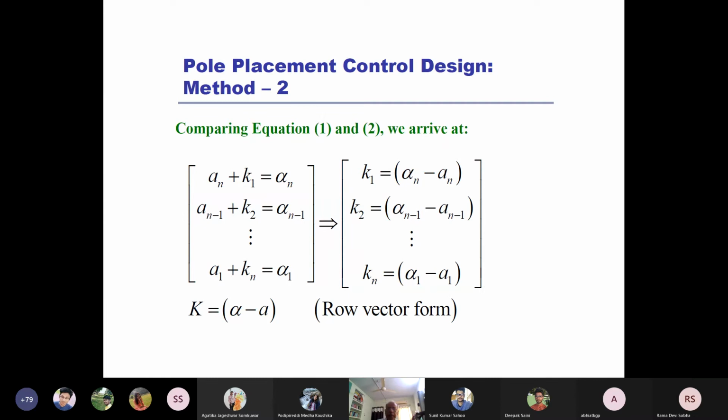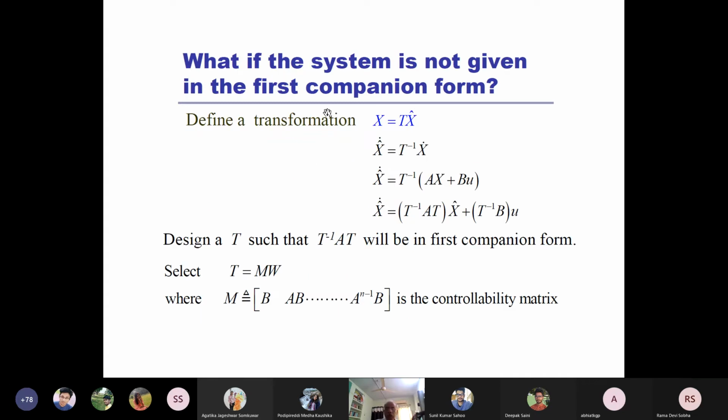Unless we write this as a controllable canonical form, we cannot find out the values of k1, k2, kn in this method. So what if the system is not given in the first companion form or the controllable canonical form? Then in that case, we define a transformation matrix T so that x is equal to T x hat and x hat is equal to T inverse x.